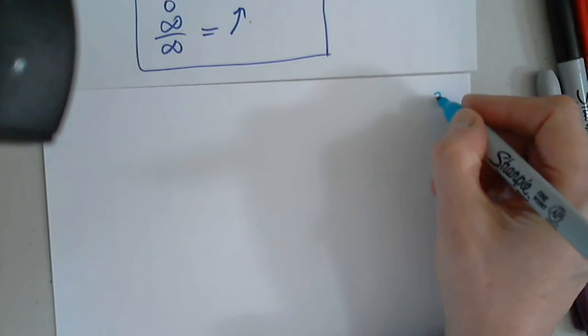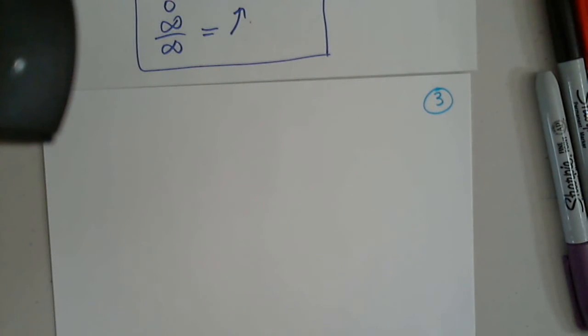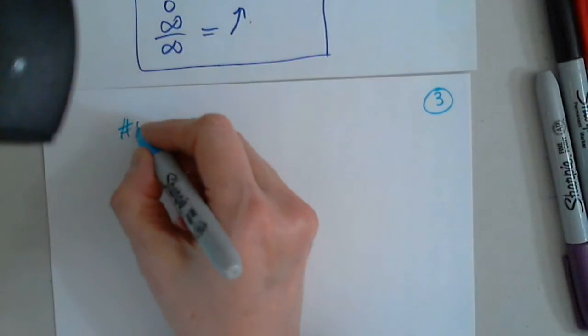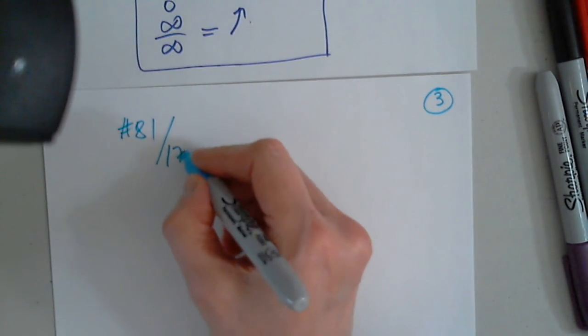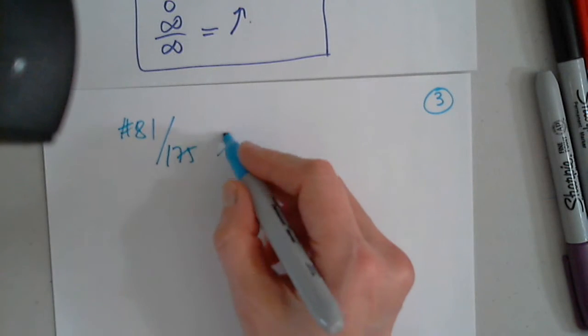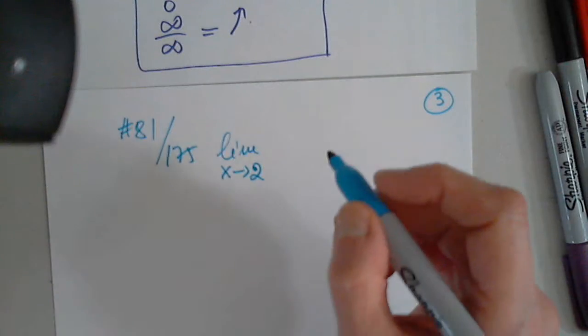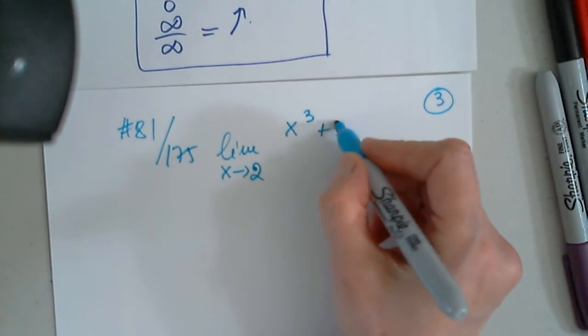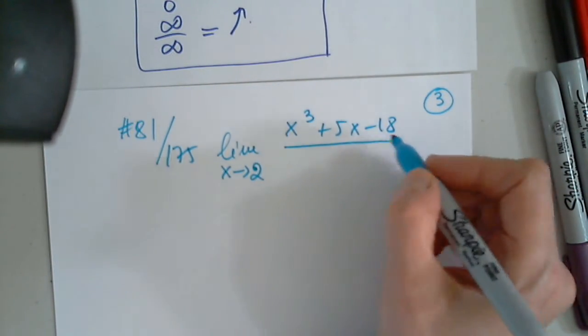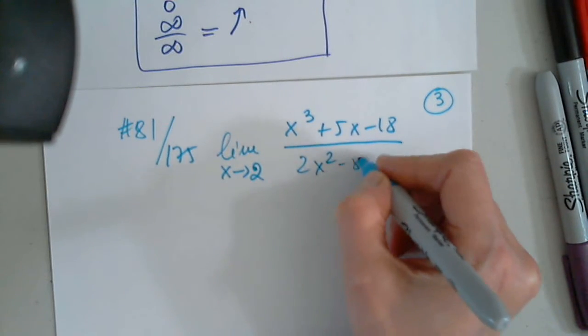It's pretty nice, right? Okay, so let's say 81, same page, 175. Let's do this together. So limit as x approaches 2, and the numerator is x cubed plus 5x minus 18, everything divided by 2x squared minus 8.